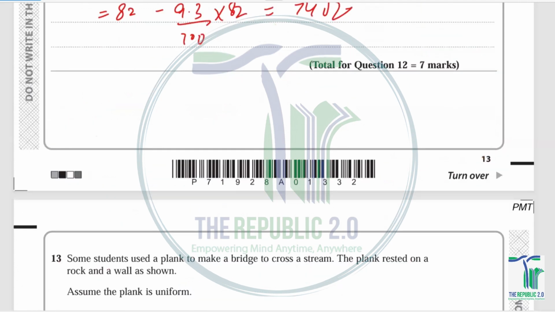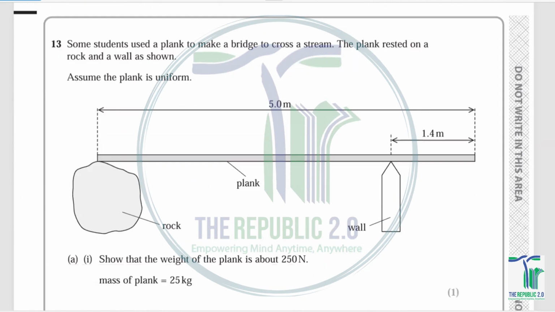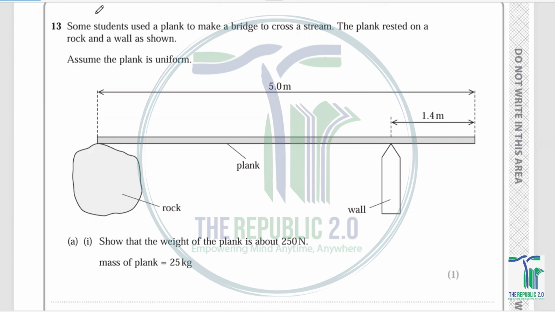Is that clear? Now we've got the next question, and that is question number 30. Some students use a plank to make a bridge across the stream. The plank rested on the rock as well as the wall. This is the wall, this is the rock. Assume the plank is uniform. Show that the weight of the plank is about 250 Newton.